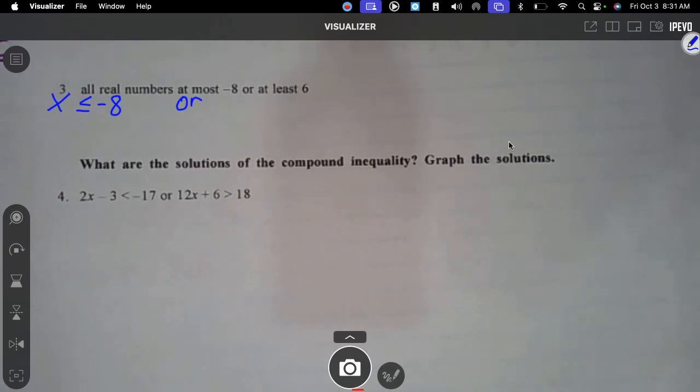Alright? For the real numbers that are at least 6, that's going to be this one. It's 6 or bigger. That's at least 6. Okay? If there are at least 6 boys on the basketball team, there are 6 boys or more. That's what at least means. Okay? So, then if I was to graph these, would these be open or closed circles? Closed. And they would be going opposite directions. Okay, are we getting that?